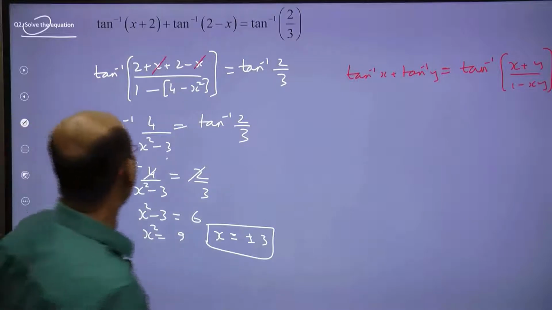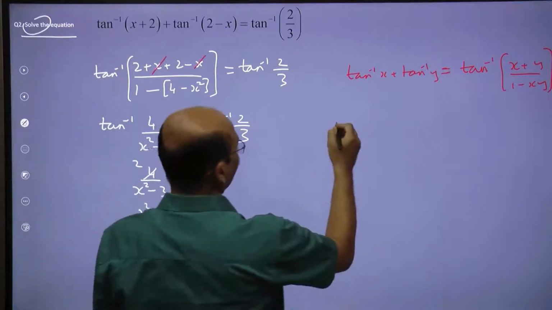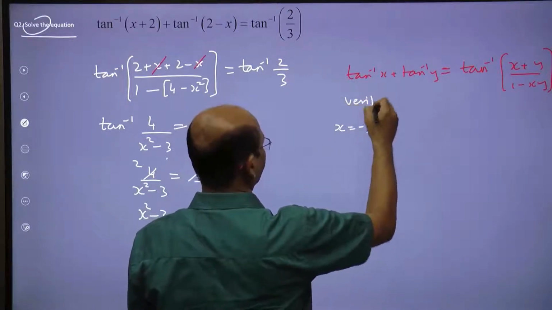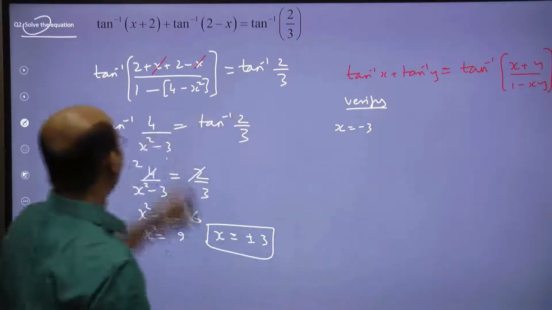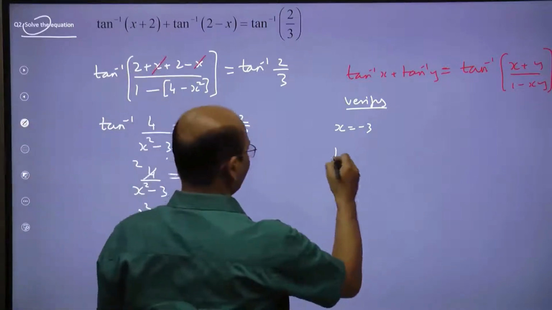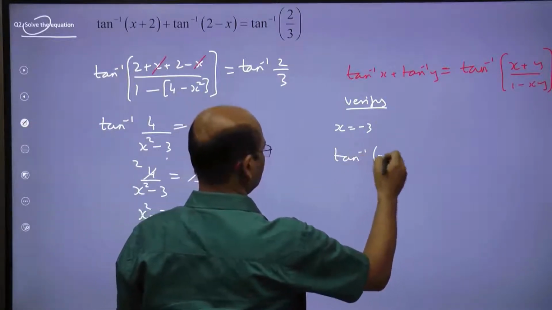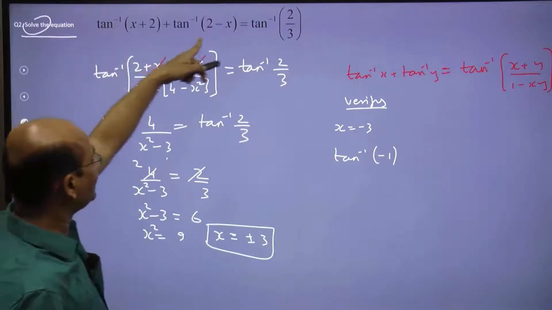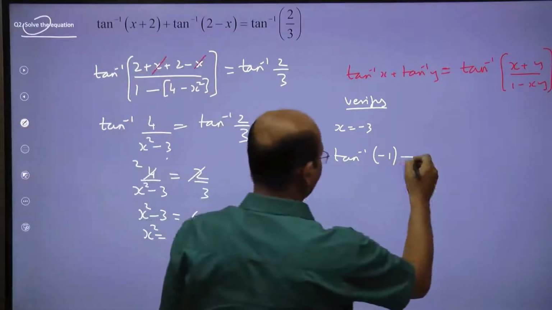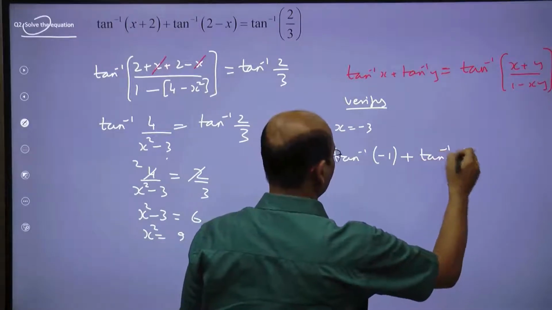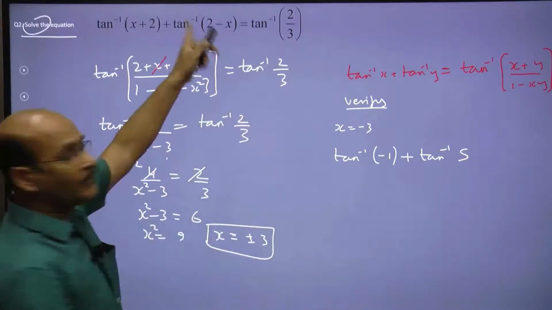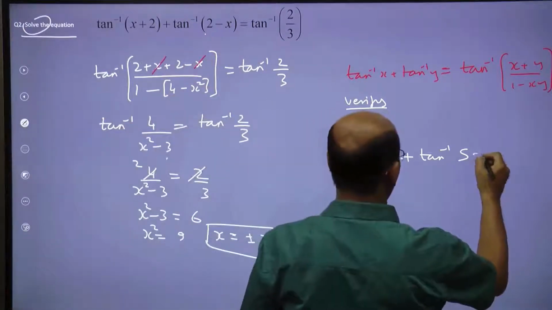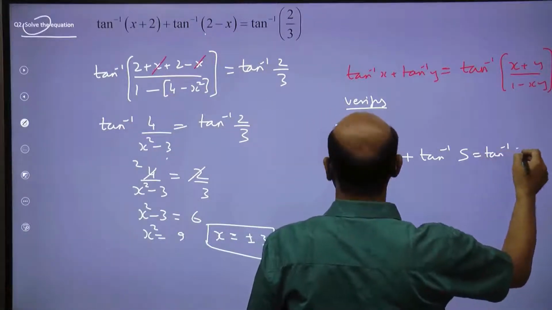Now if you want to see, let us put minus 3 here. So when x equals minus 3, let me verify once. I will show you. So this will become tan inverse of minus 1, that is minus 3 plus 2, minus 1, plus tan inverse of 2 minus x, plus tan inverse 5. Why 5? Because 2 minus of minus 3 will become plus 3. So tan inverse minus 1 plus tan inverse 5 is equal to tan inverse 2 by 3.